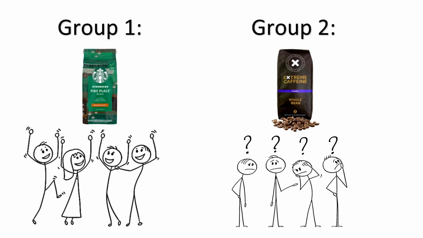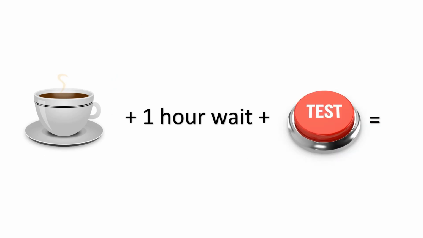Now, we need to split up our lovely, willing participants into two groups. Group 1, you're the control group. You get a nice, fresh cup of standard Pike Place Starbucks roast. Enjoy your 235 milligrams of caffeine. Group 2, you're the test group. You get a hot cup of Black Insomnia. Enjoy your whopping dose of 1,105 milligrams of caffeine. We make everyone drink 1 cup of coffee. We wait an hour, and then we have them do a test to measure their productivity.